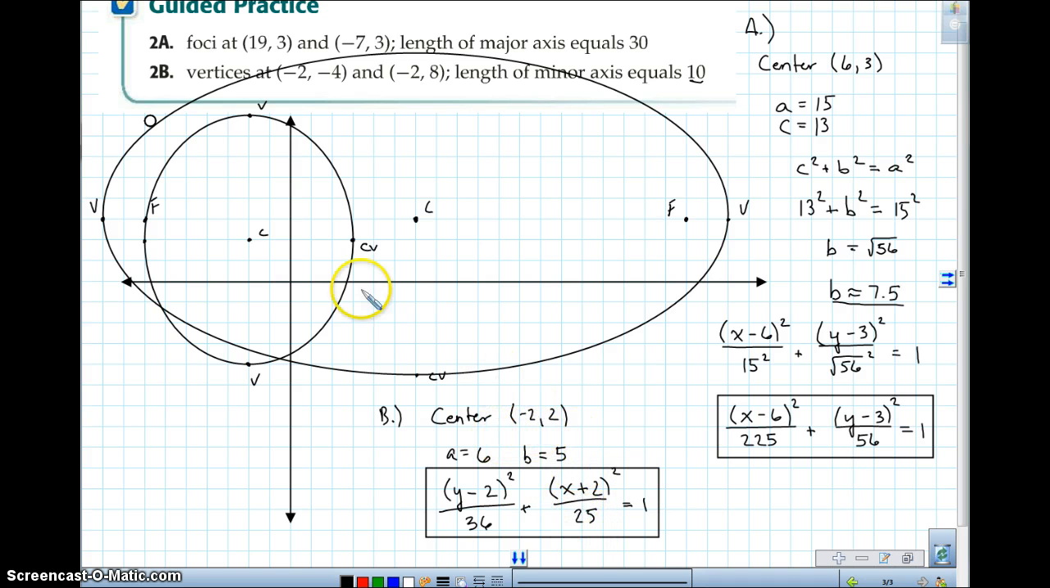A and b were a lot simpler to find in this one because they told you the exact locations of the vertices, so you could just count from the center to the vertices. And then they also told you the minor axis was 10 units long, so that meant b had to be half of that, 5.